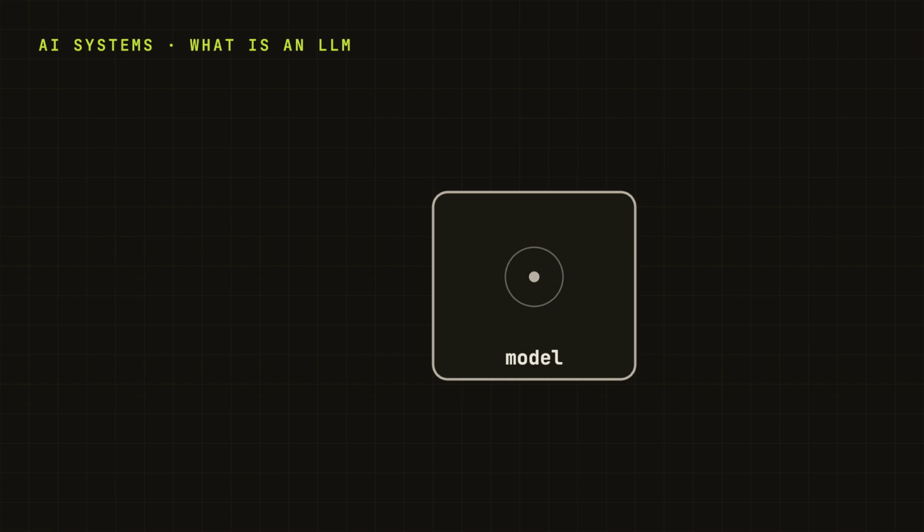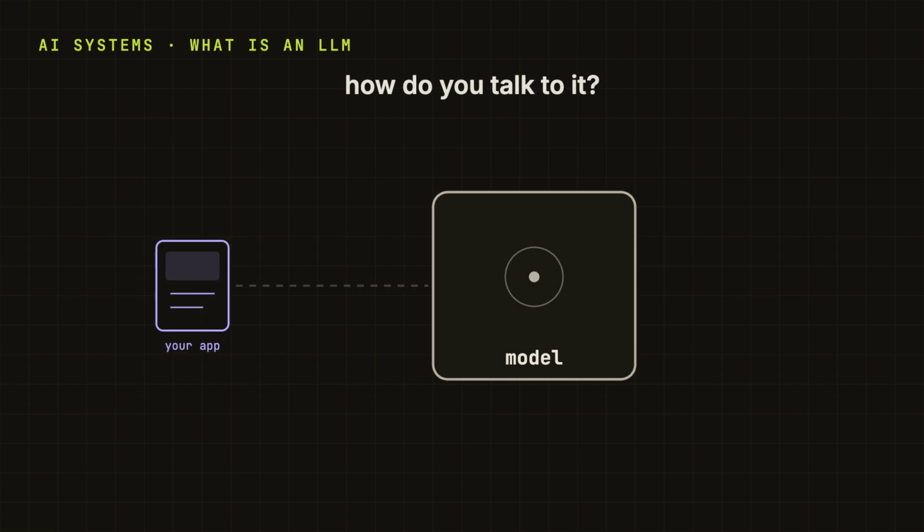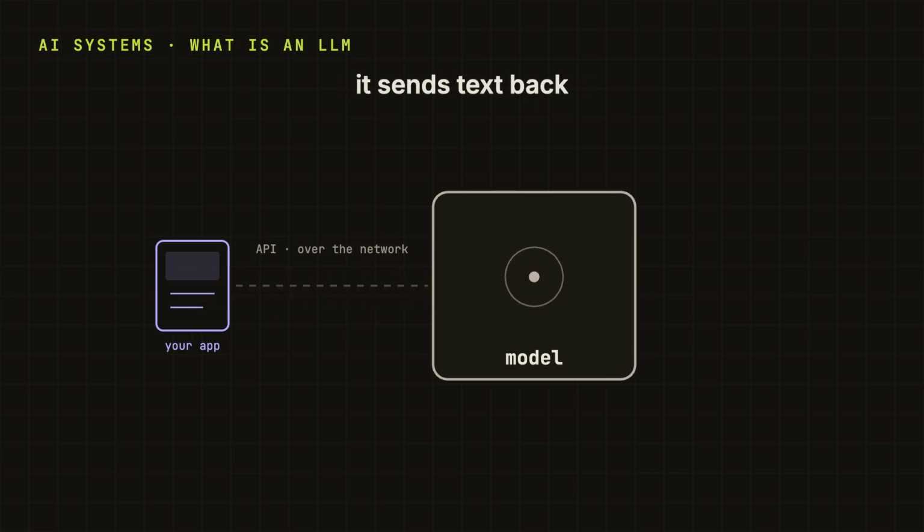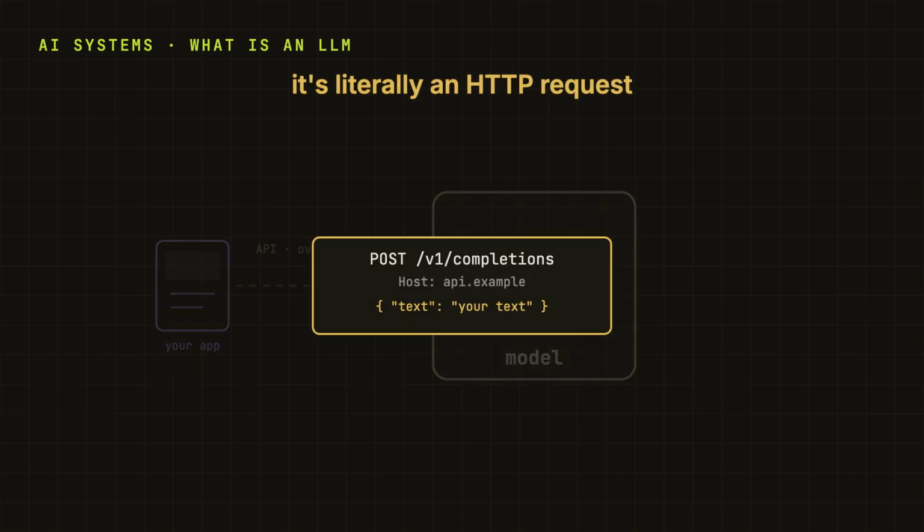Okay, so that's what's inside the box. Now, how do you actually talk to it? And this part should feel familiar if you have ever touched a web service before. You don't really chat with the model directly. You send it a request, an API call. An API is just one program calling another over the network. You send some text, it sends text back. That magical AI thing under the hood, it is literally an HTTP request. The exact same shape as loading a web page.